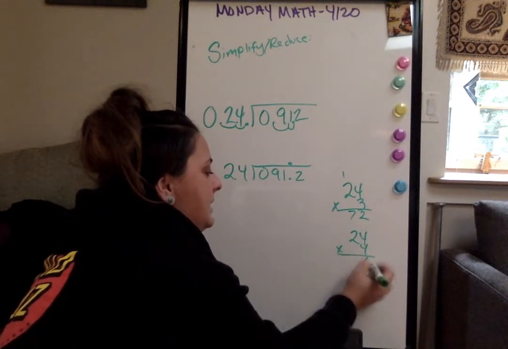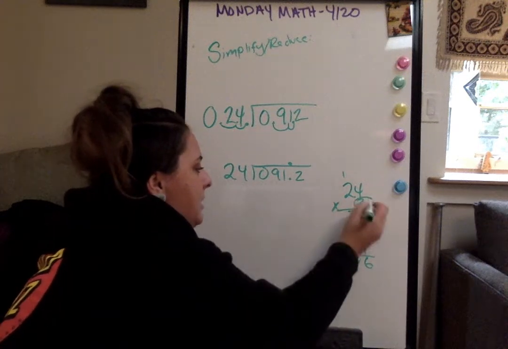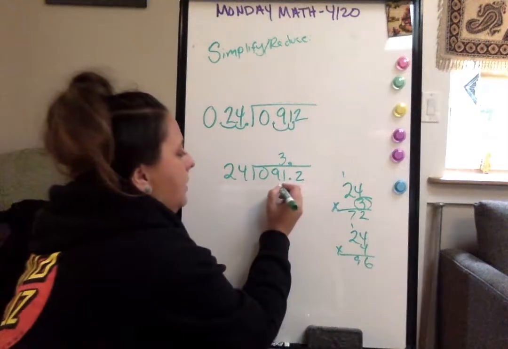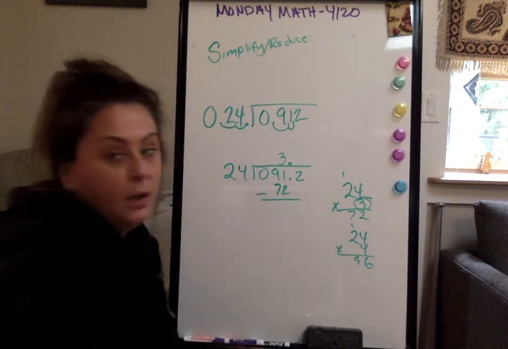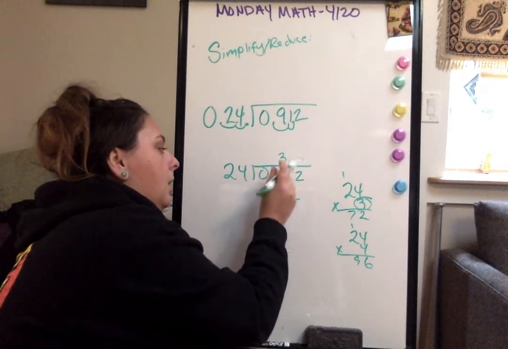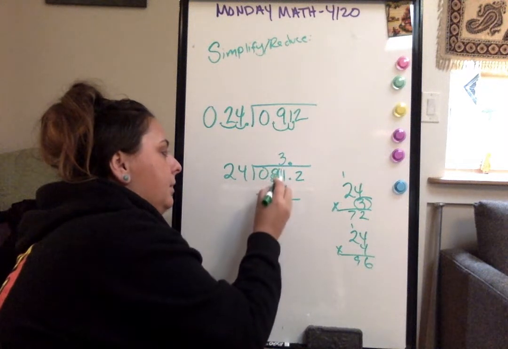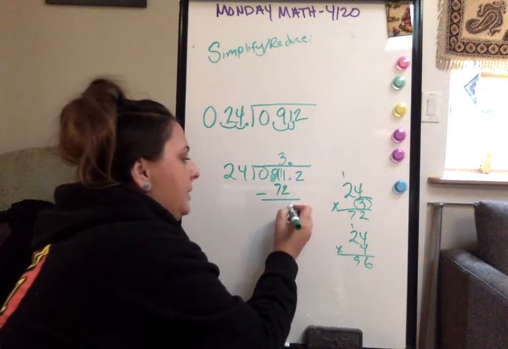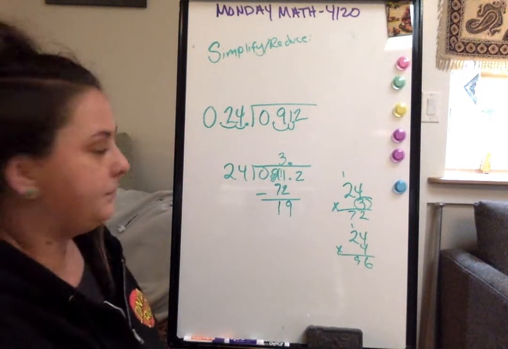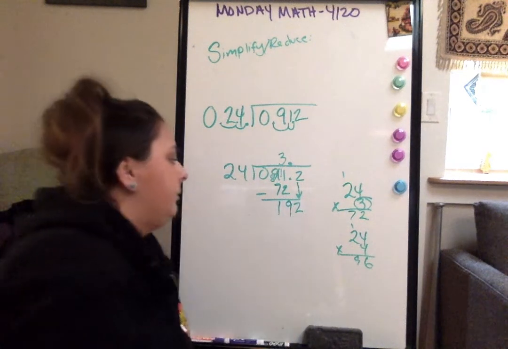4 times 4 is 16. 4 times 2 is 8. Oh, 96. So that's too much. So it's got to be this 3 here. So 24 times 3 is 72. And then we're going to subtract. You can't take 2 from 1, so we're going to regroup from here. 11 minus 2 is 9. And 8 minus 7 is 1. And then we're going to bring down the 2.